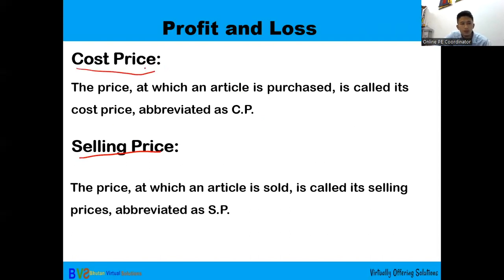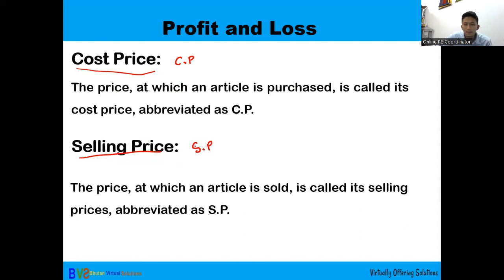The cost price is the price at which an article or an object is purchased. When an item is purchased, the price you pay is your cost price, represented by CP. The price at which you sell it, that price will be the selling price.